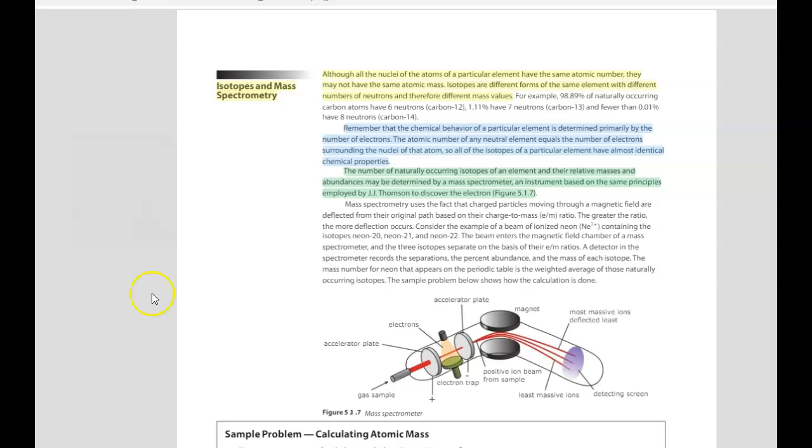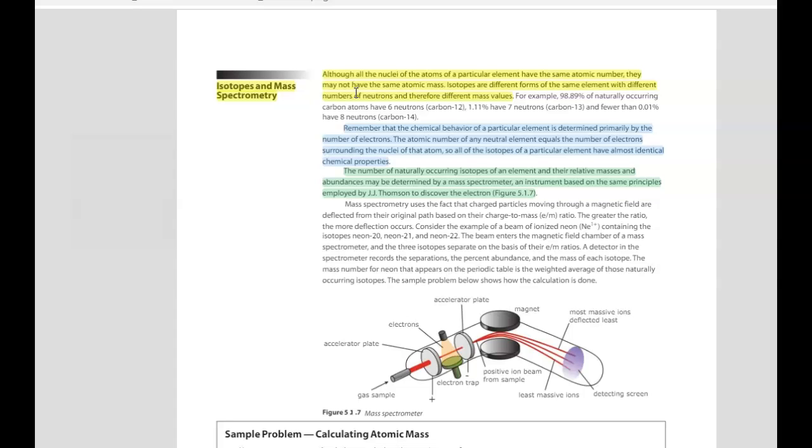Isotopes are different versions of the same atom that have the same number of protons but a different number of neutrons. Isotopes are atoms of the same element, or atoms that have the same number of protons but a different number of neutrons. And that's what it says up here in yellow. And because they have a different number of neutrons, isotopes will have a different mass number from each other.